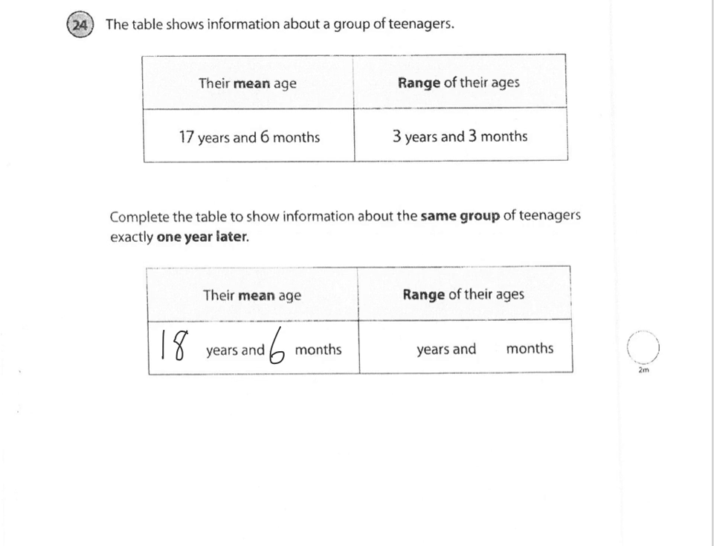But their range of ages will not have changed because the oldest person and the youngest person will have both aged by a year, so the gap between those two ages will remain the same. So it's still going to be 3 years and 3 months.